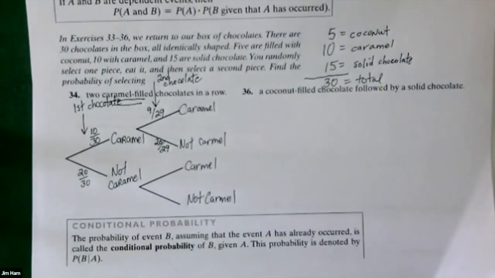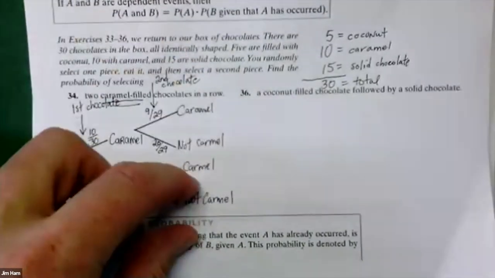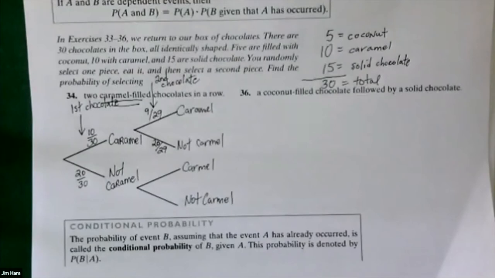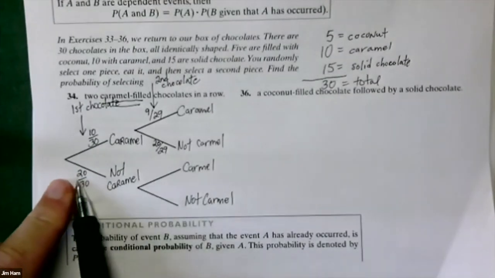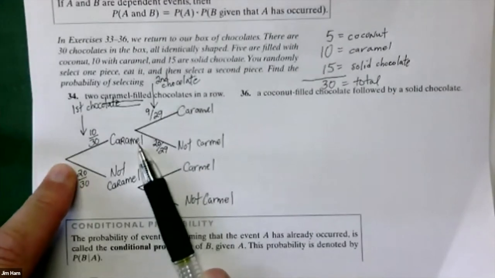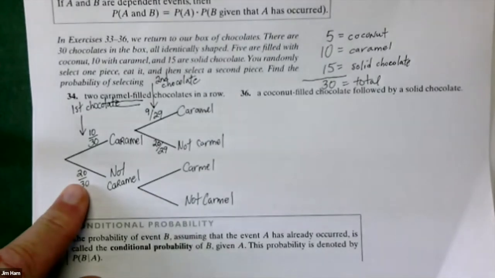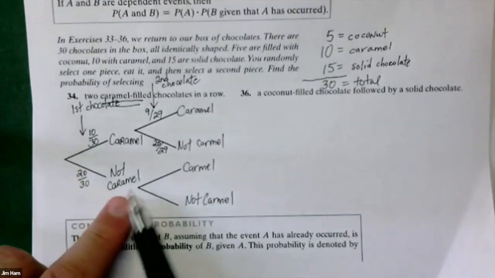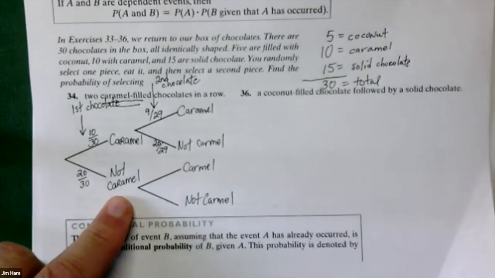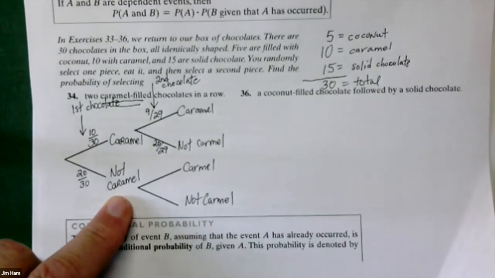All right, now to put the probabilities down here, we can't just grab these and put them down here. In fact, if we grab these and put them down here, the problem would be wrong. Why is it wrong? That's wrong because when we went up this branch, we assumed the first chocolate that we selected was a caramel. Now we're going to go back and say, well, what if that first chocolate was a non-caramel? What if it was a coconut or a solid chocolate? We still have the 10 caramels in the box, but we have one non-caramel that we've taken out of the box, so there's only 29 chocolates left.